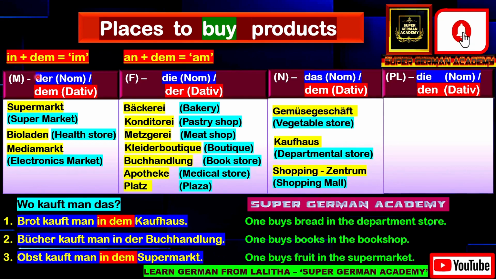And here are the prepositions for the in dem combination. You will use im instead of in dem. You can use either in dem or im in place of that. And if it is an dem, you will use am. At the, it means you will use am.